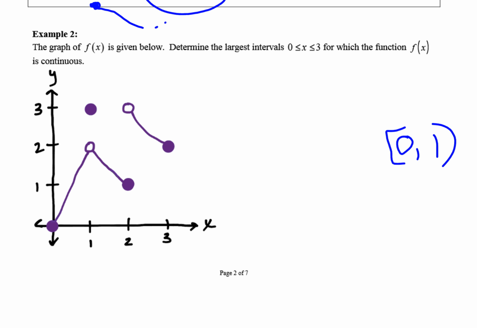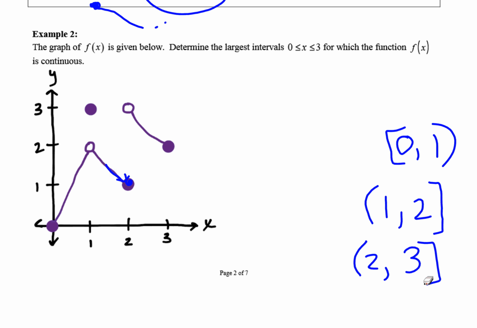Another interval, it looks like it would be using the same reasoning from 1 to 2, including 2. The limit would match the function value. And also from 2 to 3, including 3. So any of those values would be continuous on those intervals.